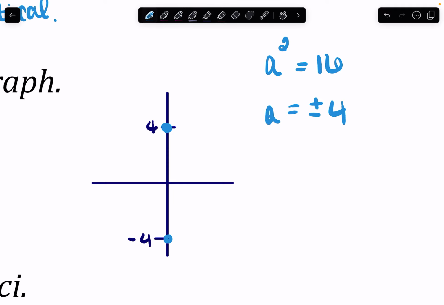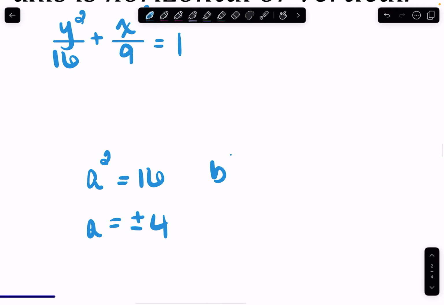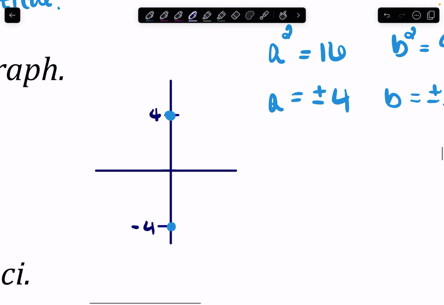And then our minor axis is under x squared, so 9. So b squared is 9, so that tells us b is plus or minus 3. So left and right 3 units. So let me get my tick marks done first. Try to make it pretty. So left and right 3, minor axis points. Let's see how well this thing is going to cooperate with an ellipse. Oh, look at that, beautiful. All right, ellipse sketched.